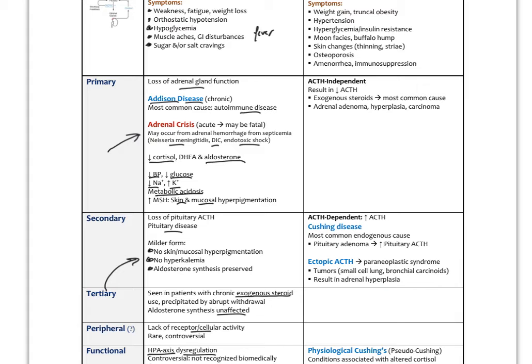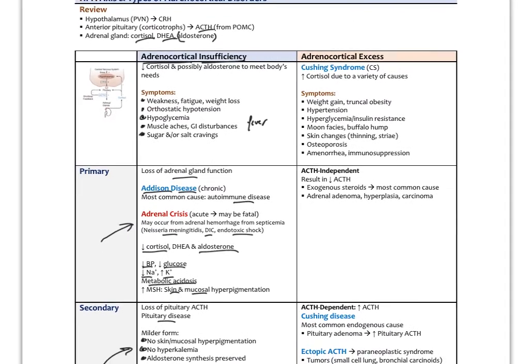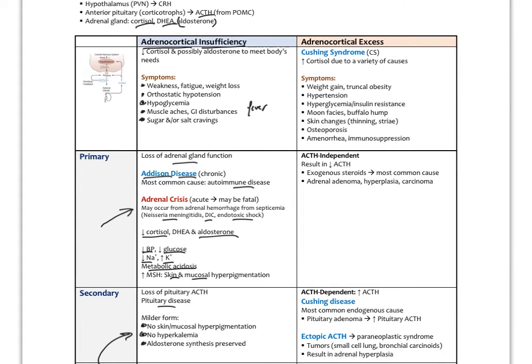All right, so that's the overview of adrenal cortical insufficiency. The other would be excess, and the classic name for this, for any cause causing adrenal cortical excess with high cortisol, is Cushing syndrome. Now we can have high aldosterone as well, and that's known as Conn syndrome. I'll talk about that here in a minute. But basically, high cortisol due to any cause causes Cushing syndrome.